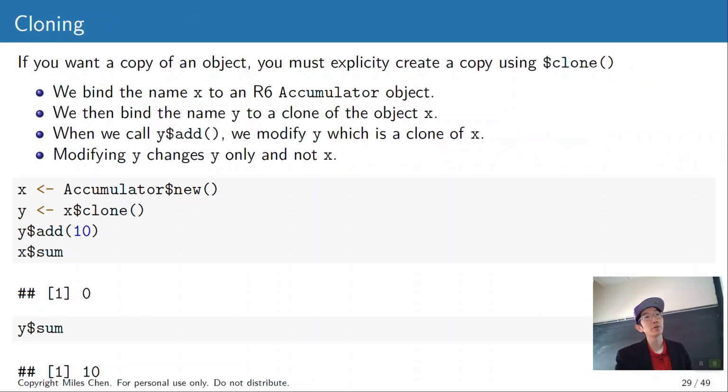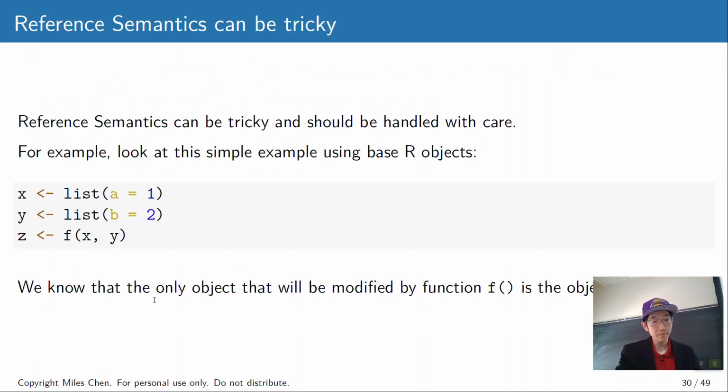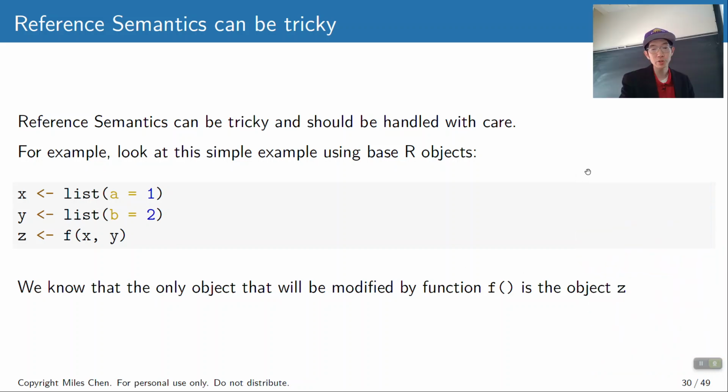Here we're making a clone of x, and so that's reference semantics. And again, we're not generally accustomed to this in R because R kind of always does this copy-on-modify business. So this is something that you have to get used to or keep in mind whenever you're working with R6 objects.